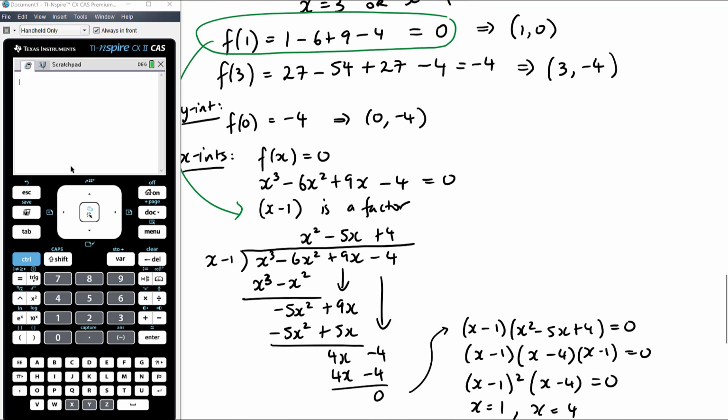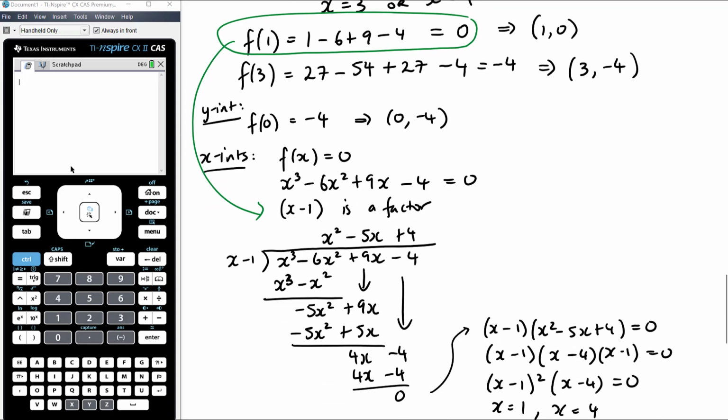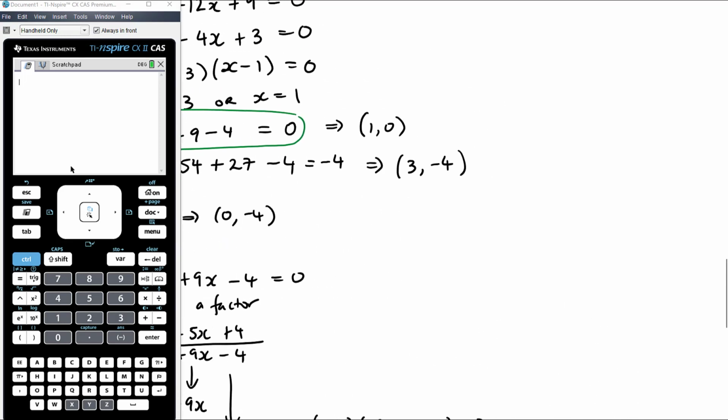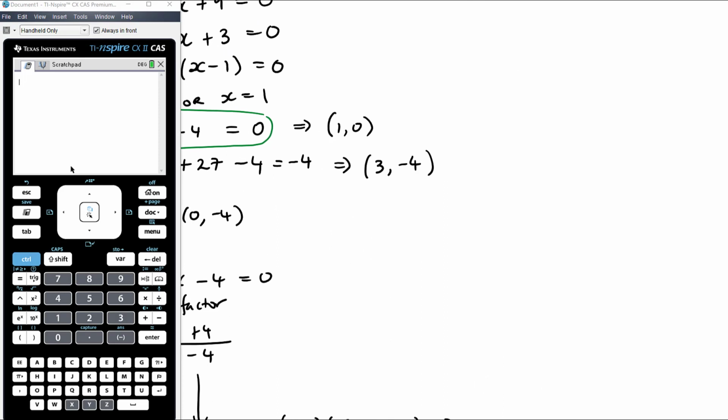Okay, so we've got all our information. We've got our 2 x-intercepts at 1 and 4. We've got our turning point at 3, negative 4. Our y-intercept at 0, negative 4. Okay, so let's think about our graph. 1, 2, 3, 4. 1, 2, 3, 4. Y-intercept is 0, negative 4. X-intercepts are 1, 0, and 4, 0. And turning point is at 3, negative 4.